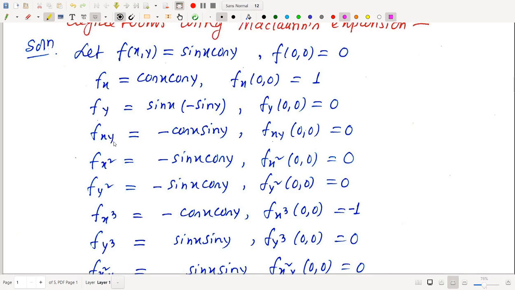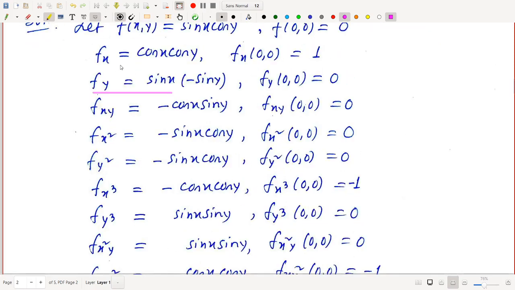Then f suffix xy, the mixed second order partial derivative, means you differentiate this f_y with respect to x, you will get f_xy, or f_x with respect to y. So let us differentiate this f_y with respect to x. The sin x will become cos x, and the minus sign is already there, so minus cos x sin y. At the point (0, 0), sin 0 is 0, that's why the answer is 0. Then f suffix x square means we differentiate f_x again with respect to x, the second order partial derivative with respect to x. So cos x's derivative is minus sin x, but cos y is constant, so it will remain. It is minus sin x cos y, and sin 0 is 0, so the value of this derivative at (0, 0) is 0.